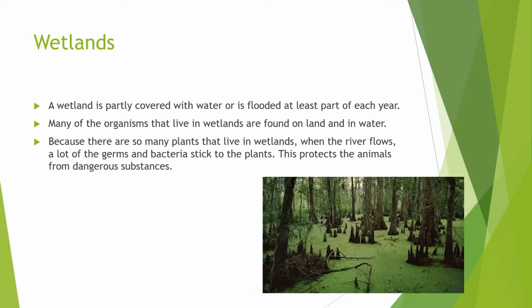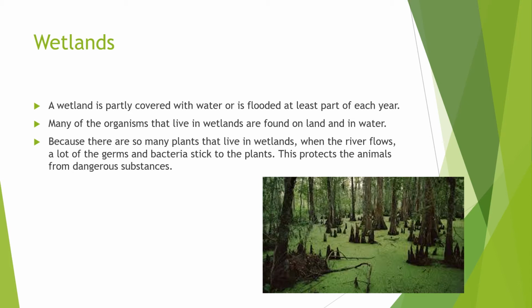Now we're going to talk about wetlands. There are a lot of different kinds of wetlands, but the best way to picture this is a swamp. So a wetland is partly covered with water, or it is flooded at least part of the year. Growing up, there was a field near my house where typically during the springtime when it would rain a lot, it would sort of become a wetland. It wasn't exactly a pond, but it was more like regular land, just totally covered in water.